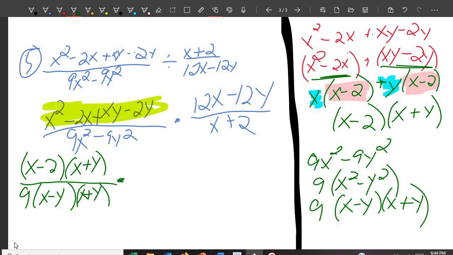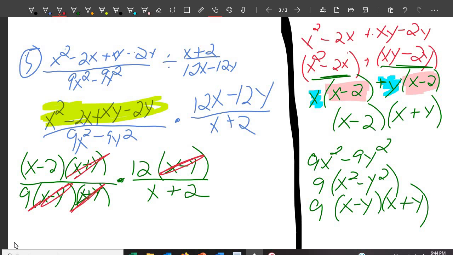The second fraction, we can factor out a 12. We're going to get x minus y. And in the bottom, we've got an x plus 2. Now, we're going to cross out everything we can. Well, I can cross out this x plus y with this x plus y. This x minus y with this x minus y. Now, I'm going to multiply what I got left over, and we're going to try to simplify it even further.